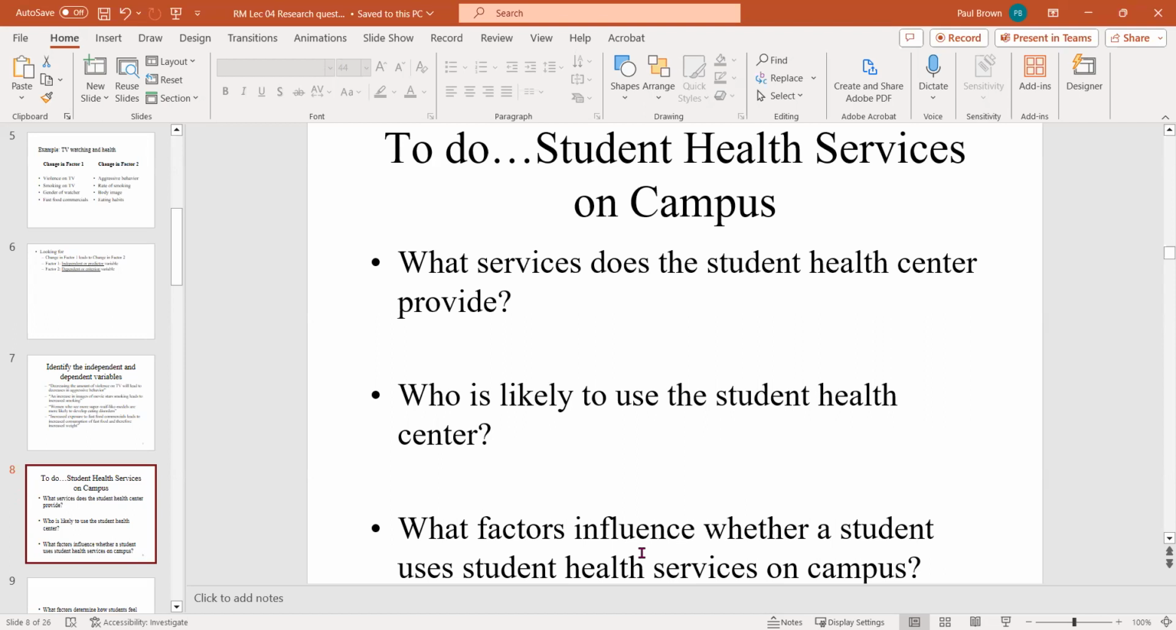Other factors? Convenience, meaning, like I was talking about, distance, whether it's close or not. Cost? Yeah, that probably goes over here. Privacy goes right here.